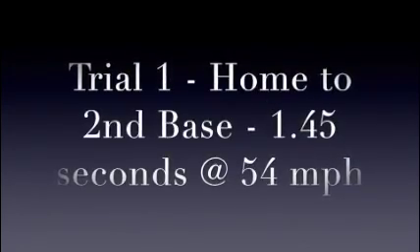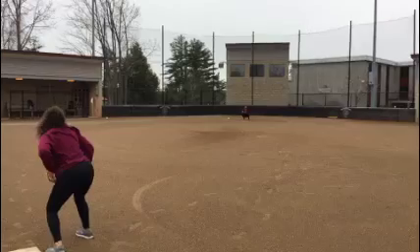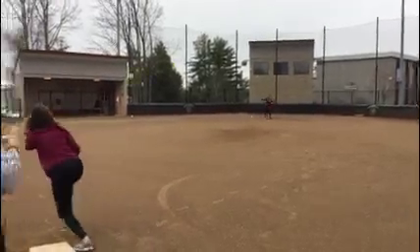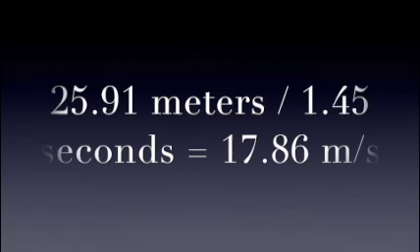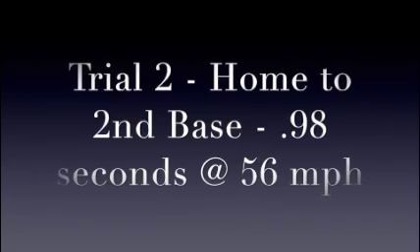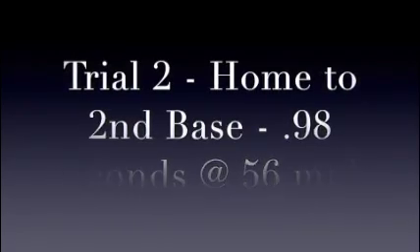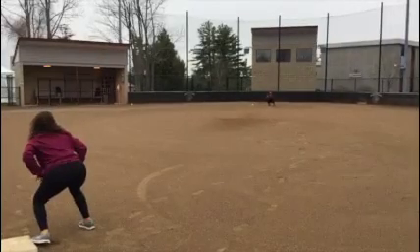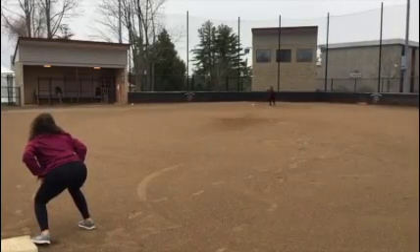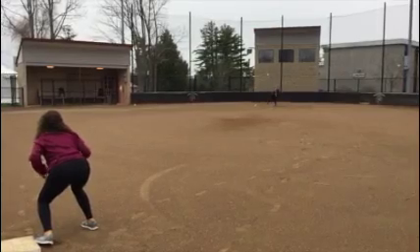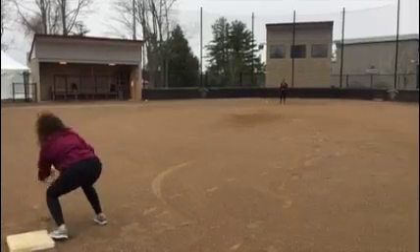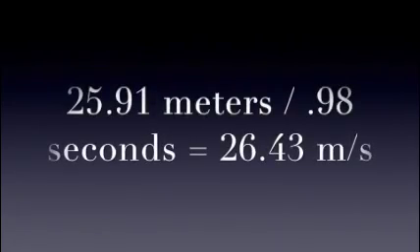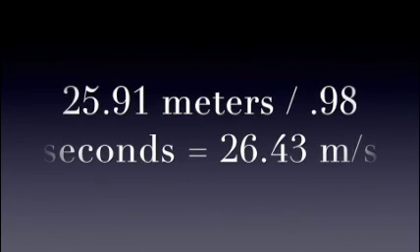Our first trial was timed at 1.45 seconds at 54 miles per hour. 25.91 meters divided by 1.4 seconds equals 17.86 meters per second. Our second trial had a time of 0.98 seconds at 56 miles per hour. 25.91 meters divided by 0.98 seconds equals 26.43 meters per second.